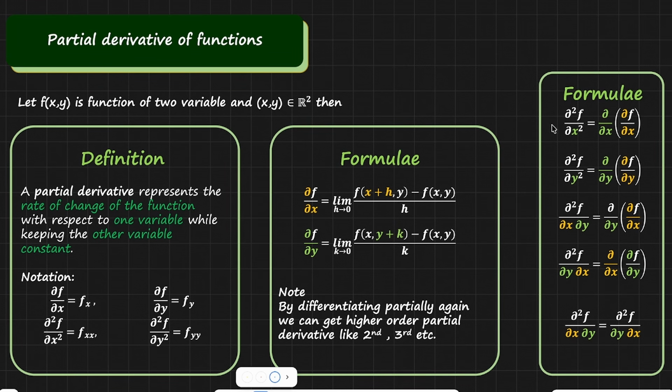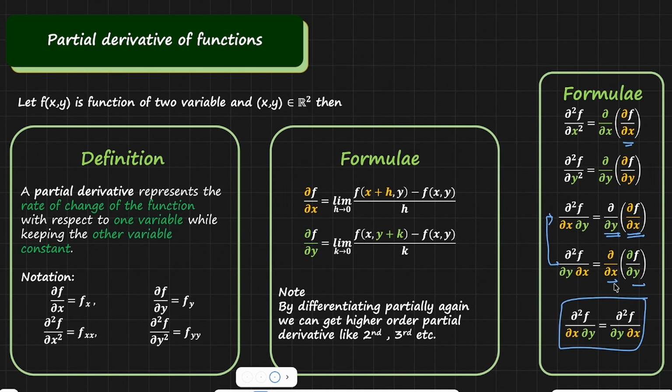Whenever you differentiate partially with respect to x again, this is called the second order partial derivative. It means you have to differentiate again with respect to x. Again, this is the differentiation with respect to y. In this one, first you are differentiating with respect to x, then with respect to y. And in this one, first you are differentiating with respect to y and then with respect to x. And the interesting thing is that both are the same.